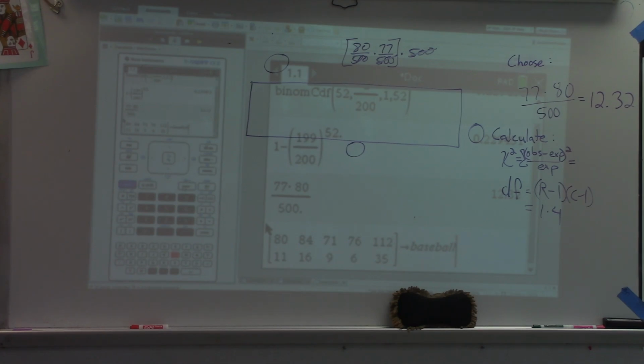Oh, wait, snap. 2, 3, 4, 5. No. What's the 2 sample? Every time I try to click off of it, it just lowers my number. What's the 2 sample F? Yes, I chose the 2. Serena, hit tab, and it'll go to the next one. So what's the 2 sample F test?